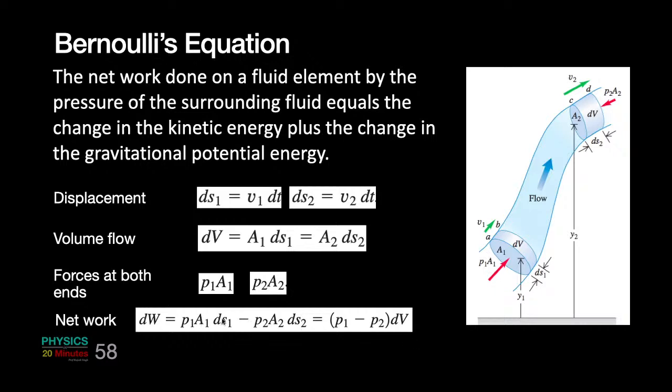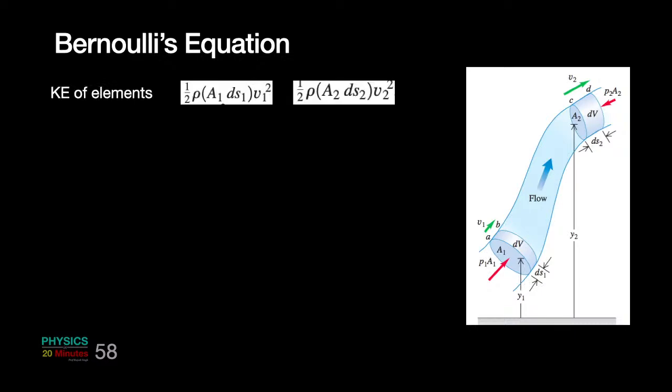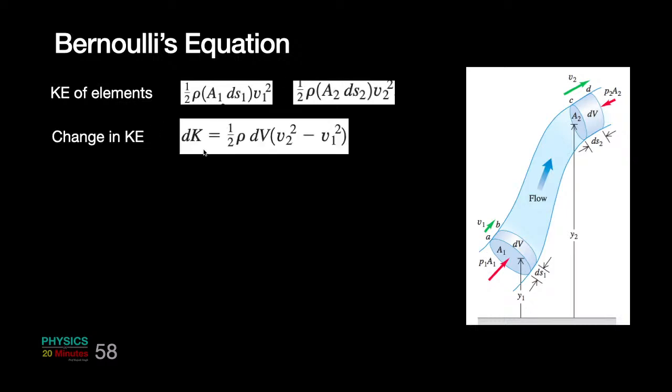Now A1 ds1 is volume flow dV, A2 ds2 is volume flow dV. Remember, the volume flow has to be the same if it is an incompressible fluid. So P1 minus P2 into dV comes as common. So that is the net work done. Now this work gets used in many ways, to increase the kinetic energy or to increase the potential energy. So I find the kinetic energy of the elements, and I calculate the change in the kinetic energy as the elements move from this end to this end.